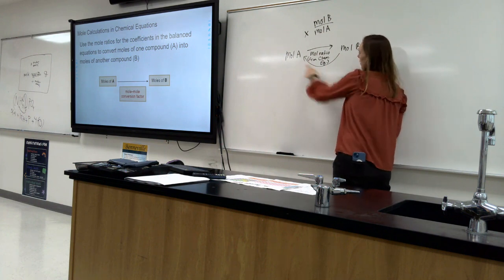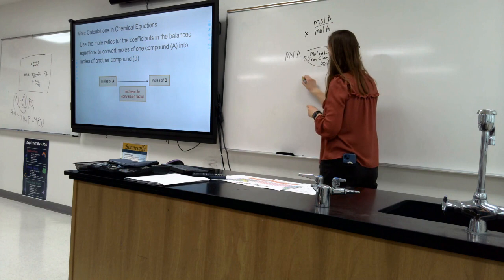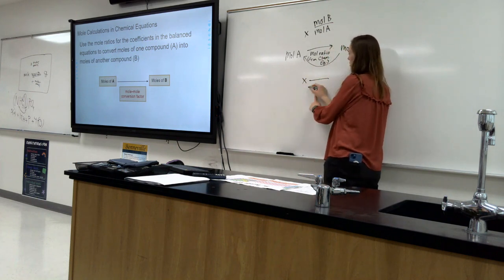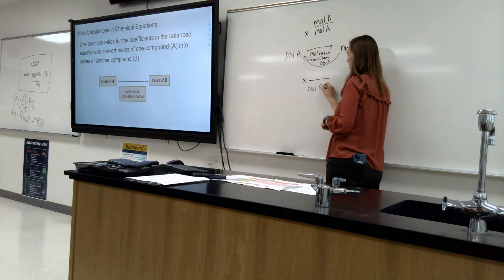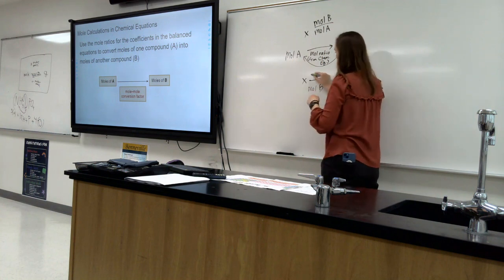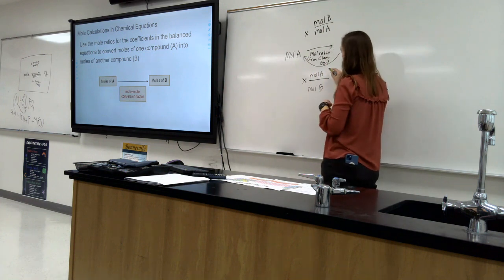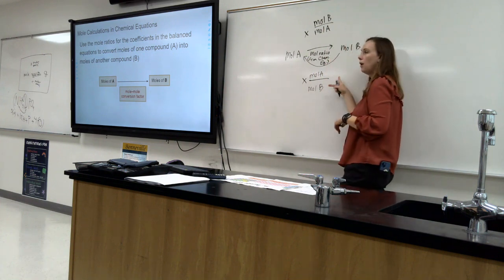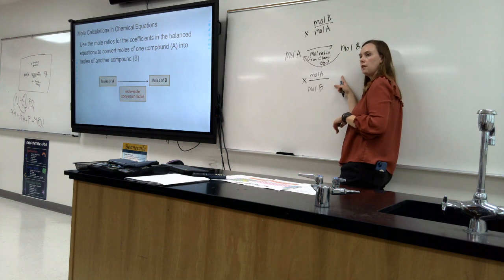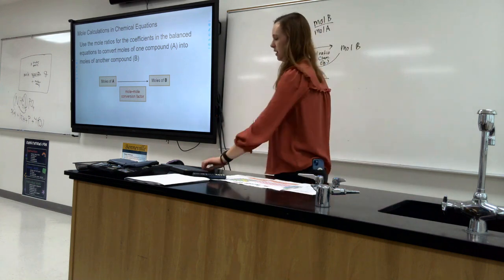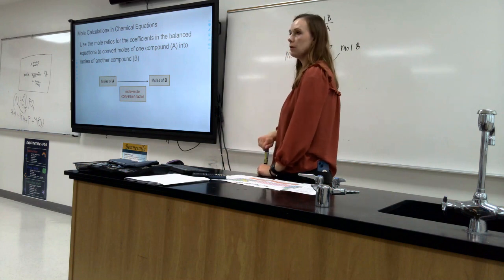Okay, and we can also go the other way. If we start with moles of B, then that needs to go on the bottom because it needs to drop out. So moles of B goes on the bottom, moles of A goes on the top. And this is our mole ratio. When we're talking about the mole ratio, we're just looking at the numbers in front of the chemicals, the coefficients, in our balanced chemical equation.